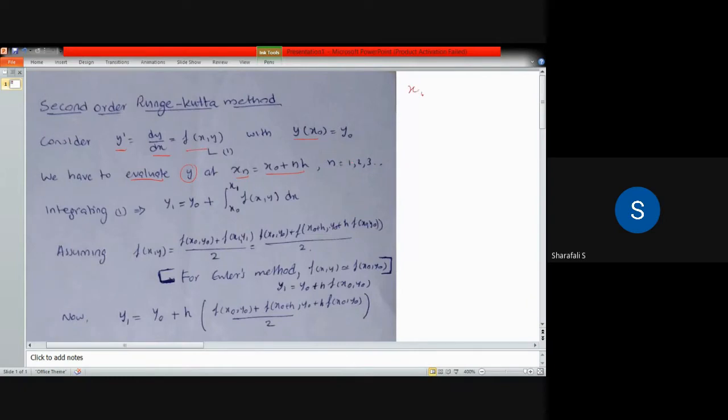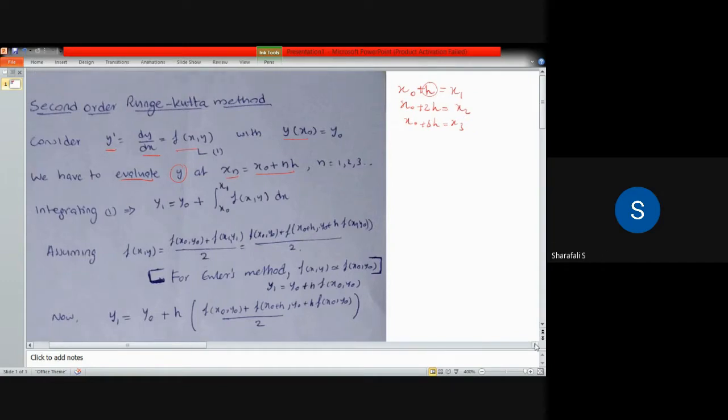So if you consider the first value x0, then to reach x1, we have to add h to this x0. Then we get the second x value, so this h is the step size, or the interval. In general, if you want to get the second point, you have to add 2h, then it will become x2; x0 plus 3h will become x3, and so on.